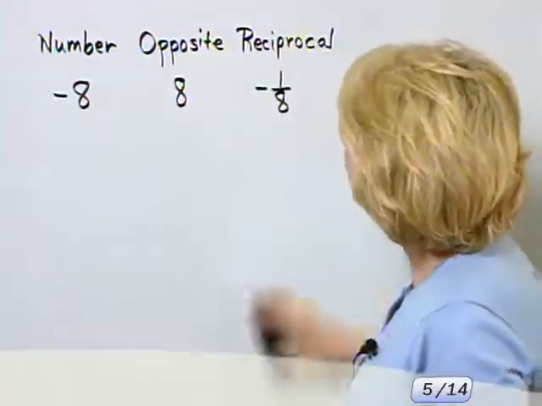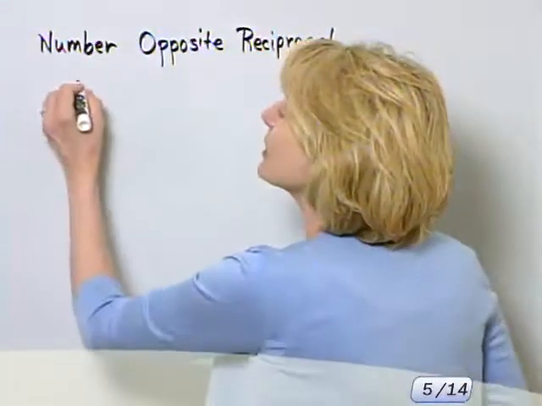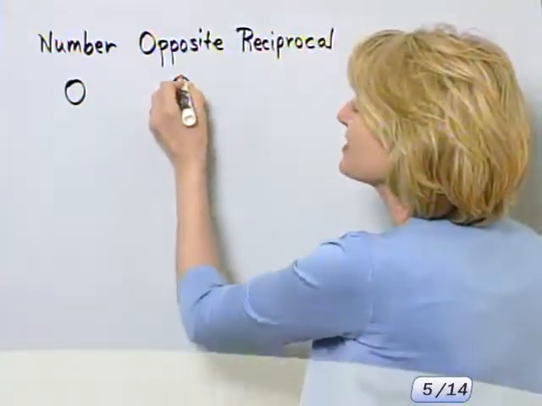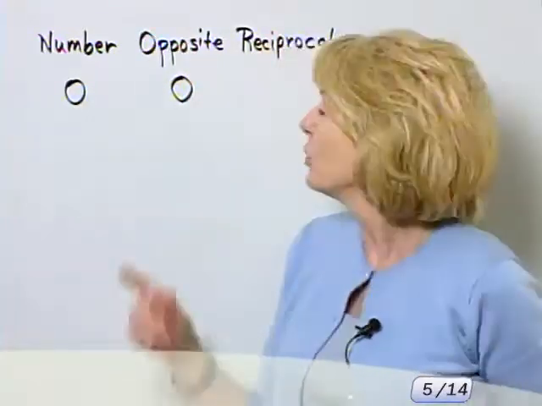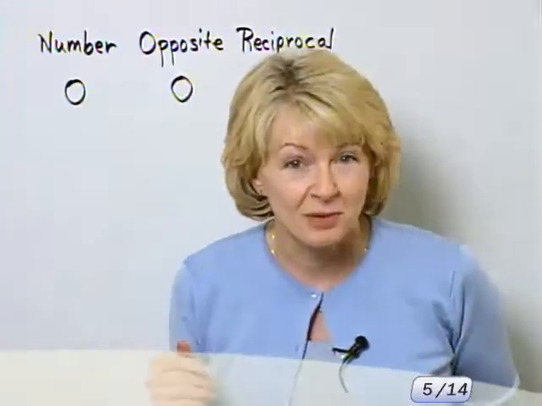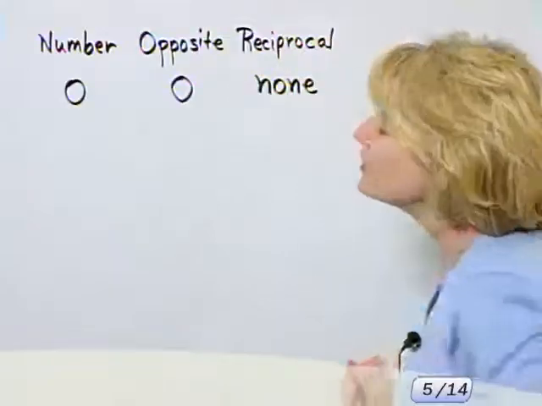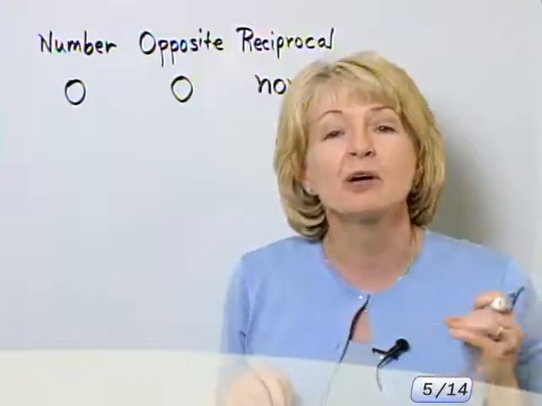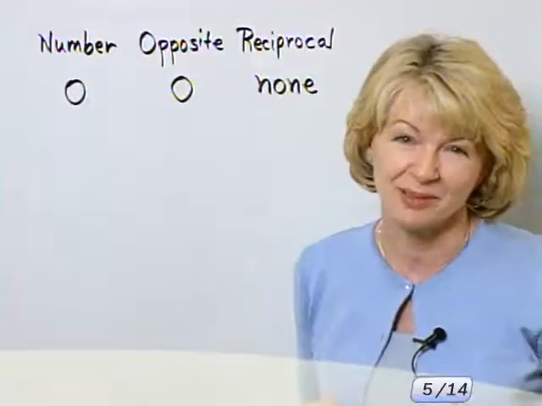Let's try that again. Let me put 0 this time as my original number. What is the opposite of 0? The opposite of 0 is 0. Notice the sum of these two is 0. What is the reciprocal of the number 0? Well, actually, 0 has no reciprocal. There's no number such that when you multiply it by 0, you get a product of 1. So 0 has no reciprocal.